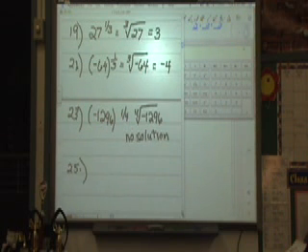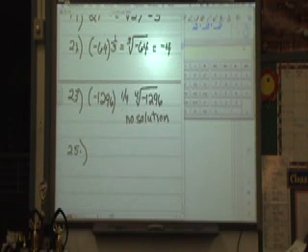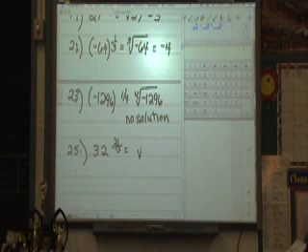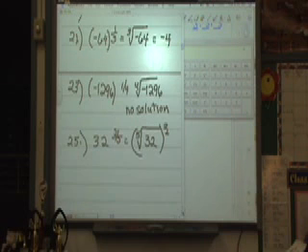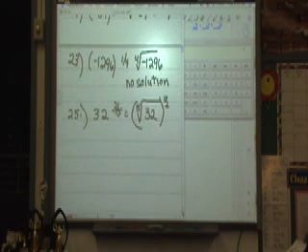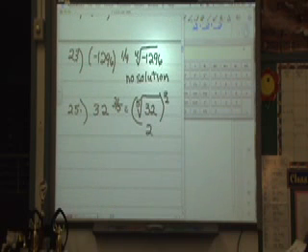at this moment. 25. You have 32 to the 3/5 power. That is the 5th root of 32 taken to the 3rd power. So what number times itself 5 times makes 32? That is 2. Taken to the 3rd power is 2 times 2 times 2, which is 8.